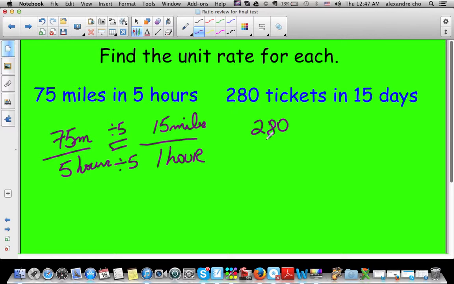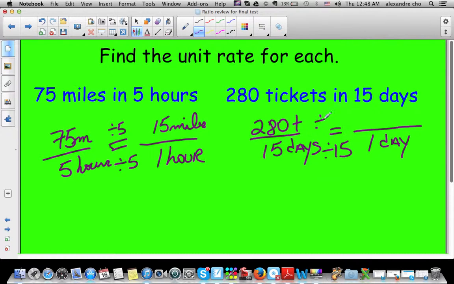Next question. 280 tickets were sold in 15 days. Okay? So we want to change that. Instead of saying 15 days, we want to find out what was sold in 1 day, every day. So you're going to divide both top and bottom by, in this case, 15. 15 divided by something is 1, and it's by 15. And 280 divided by 15, I'm sorry, that's not going to give you a nice number, actually. It's going to give you a non-terminating decimal. So you could have rounded. Hopefully you round it to the nearest hundredth. You can leave it as 18.67.